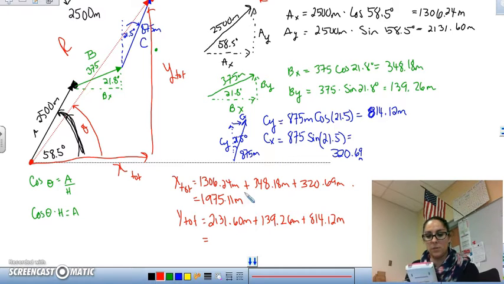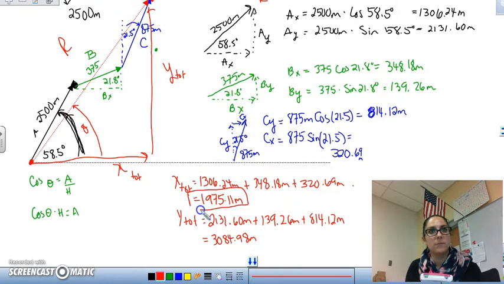So now I'm doing the next part, so 2131.6 plus 139.26 plus 814.12. Although it sounds silly that I'm saying it out loud, it actually helps me accurately put the numbers in my calculator without making an error. So there's a value to doing that. So I boxed these just to make them easier to see as I do my next calculation. So that's what we did.